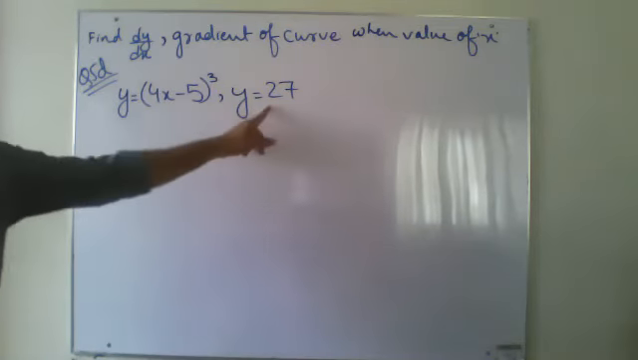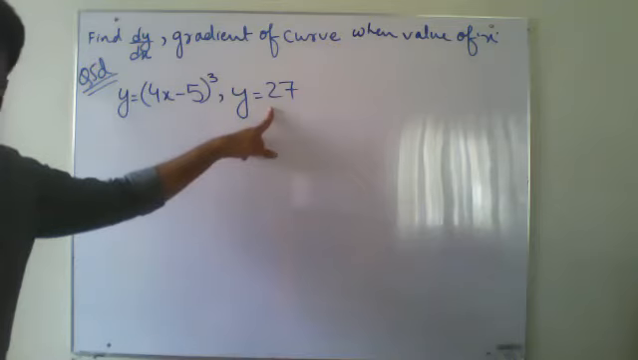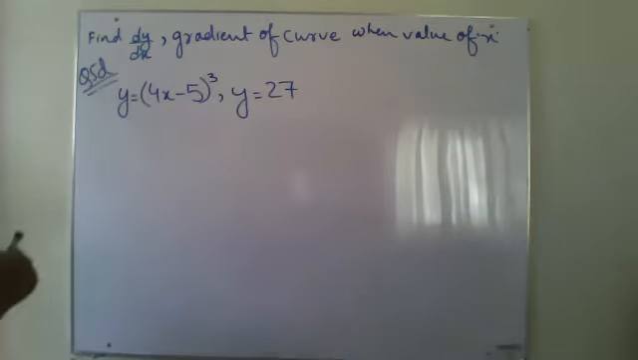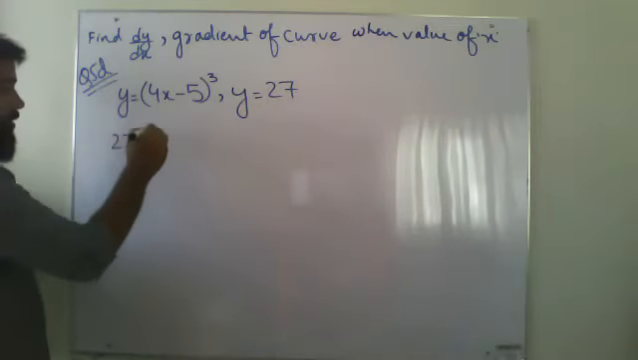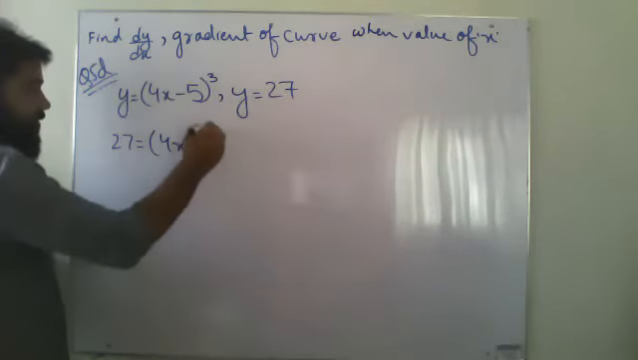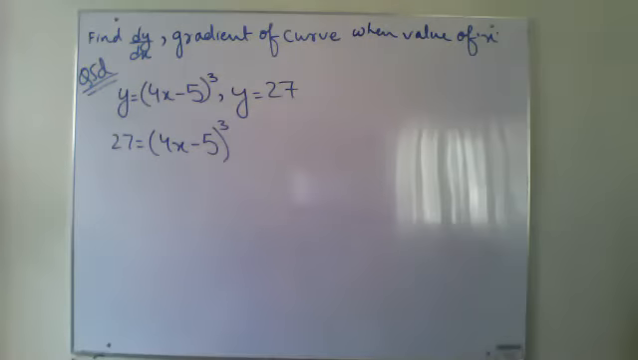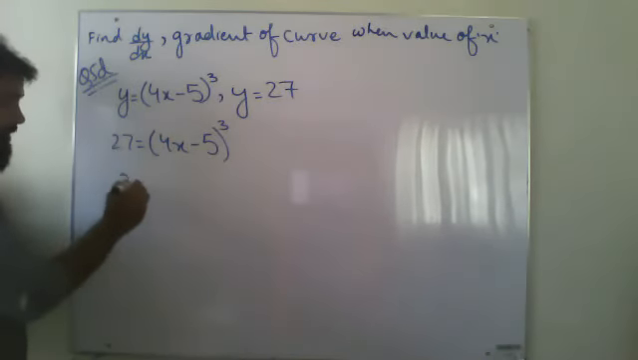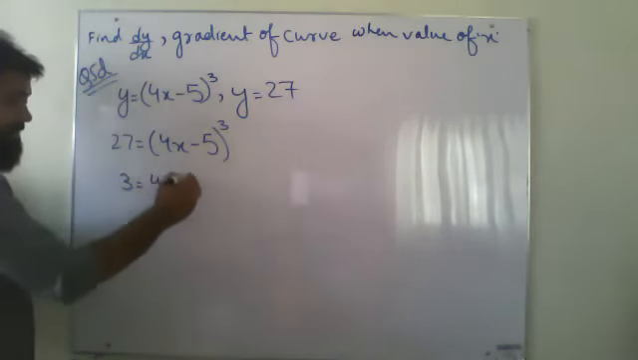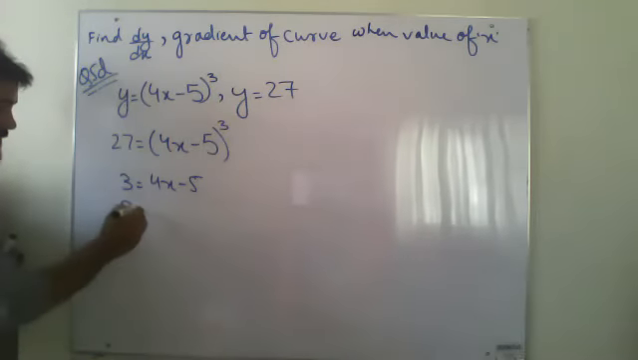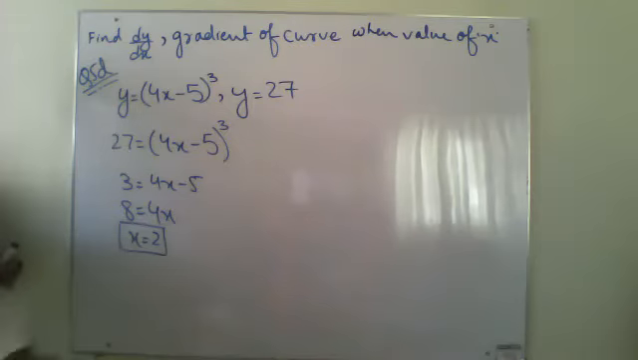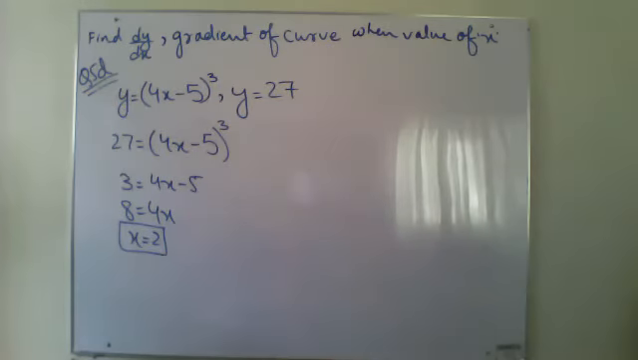First of all, I have got a value of y. When you have got the value of y, put this value of y in your original equation. So I'm putting it over here. 27 equals (4x minus 5) whole cube. After this, since the whole cube is there, taking cube root on both sides, this will become 3 and this will become 4x minus 5. Minus 5 shifted over here will become 8. 4x equals 8, so x will be coming equals to 2. Okay, this I have got.